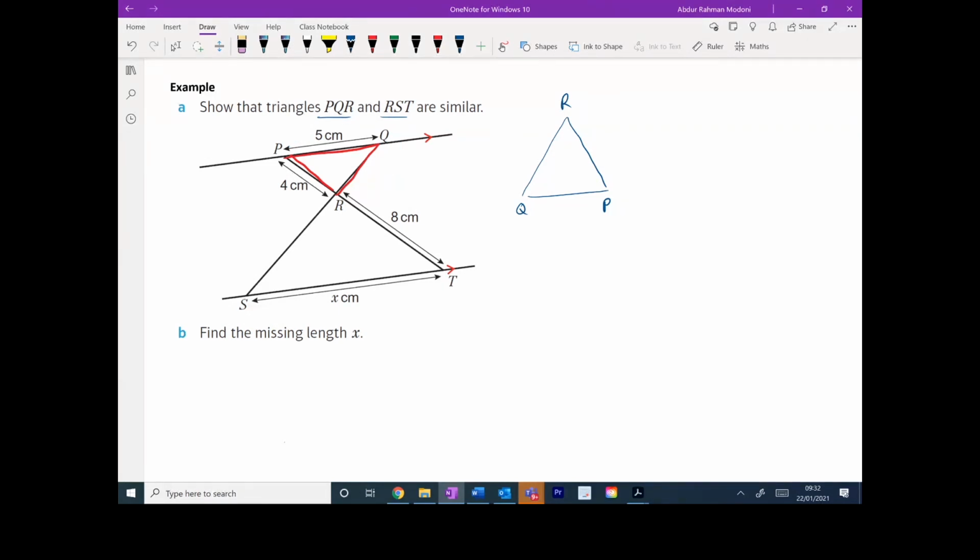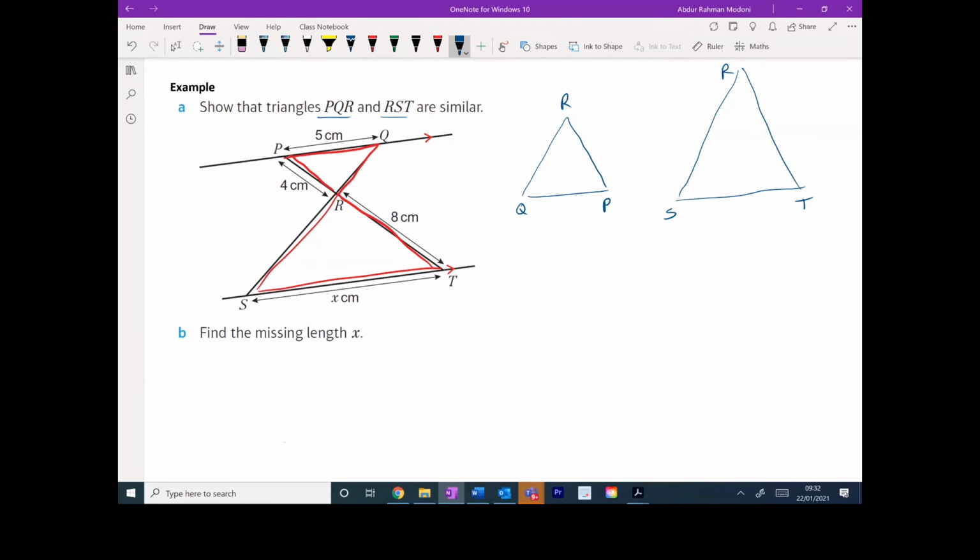Now I'm going to then go and draw my triangle RST. RST is shown here. And if we draw RST next to this, we will then have both the triangles in the same orientation. We've got S there, we've got T there, and we've got R there. So we've got our triangles drawn. But within that triangle, we've got a few lengths that we need to indicate.